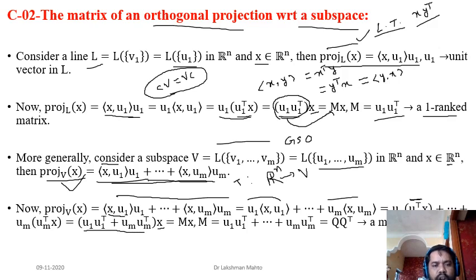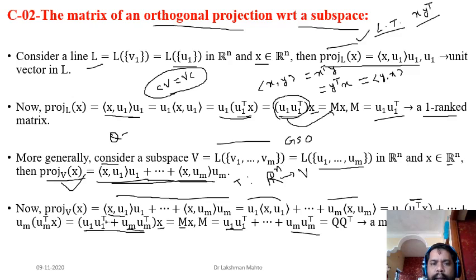So this one is the outer product of u1, and likewise the outer product of u2, the outer product of u3, and in a similar fashion the last term would be the outer product of um. This matrix is a rank m matrix, constructed by the sum of outer products of u1, u2, up to um. I had already discussed this in QR factorization.